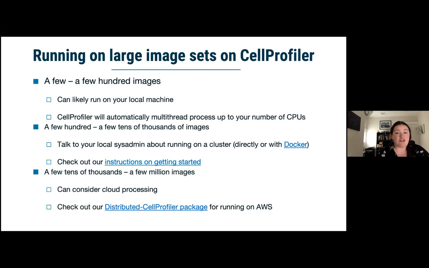And if your idea of large image sets is millions, you can also consider cloud processing. We actually make a program that we call Distributed CellProfiler for running CellProfiler on large image sets on Amazon Web Services. We've run something like 100 terabytes of images in the past year on AWS, all with Distributed CellProfiler.